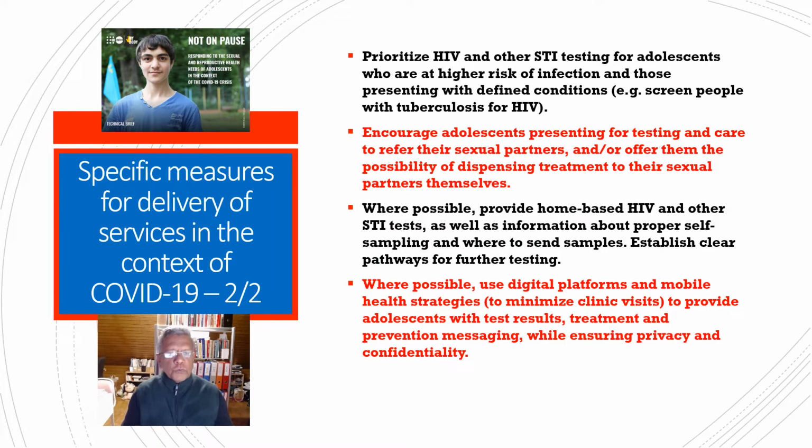This is the second of 2 slides on the same subject. It calls for prioritization of HIV and STI testing for adolescents who are at high risk of infection, as well as those presenting with defined conditions. Encourage adolescents presenting for testing and care to refer their partners. Where possible, provide home-based HIV and STI tests. And finally, use digital platforms and mobile health strategies where and when possible.